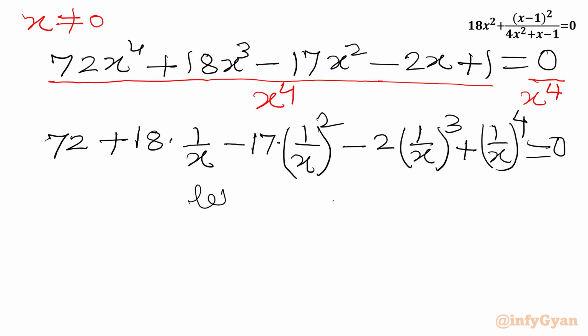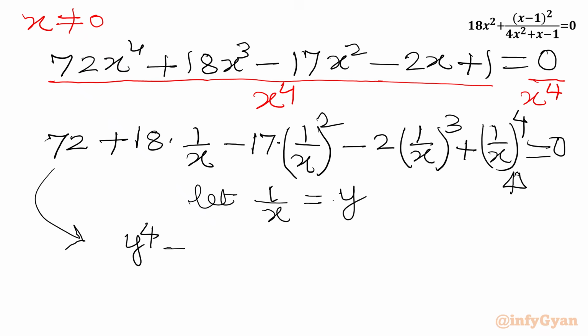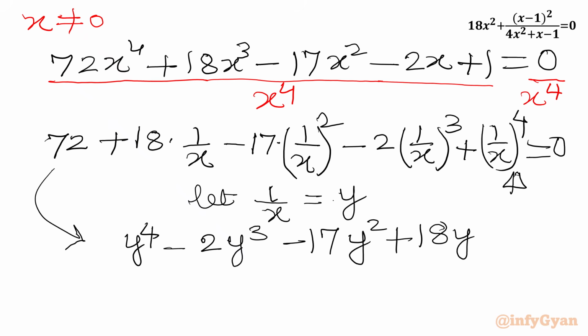Now our substitution is obvious. Let us say 1 over x is equal to y. So our equation will become, in variable y, y⁴ − 2y³ − 17y² + 18y + 72 equal to 0.